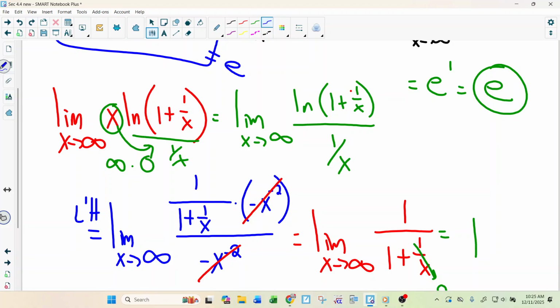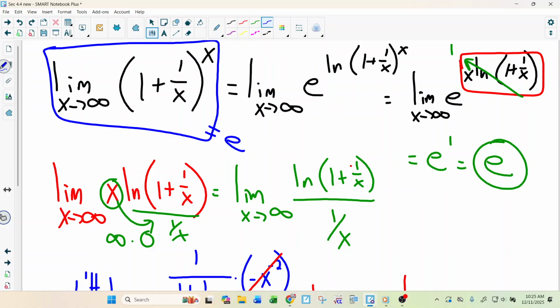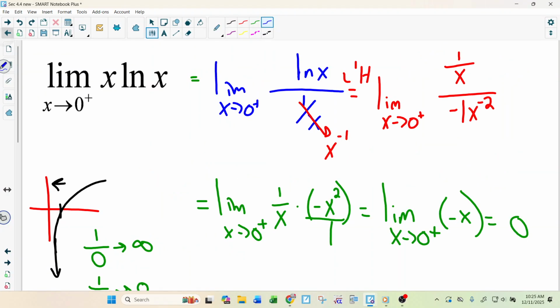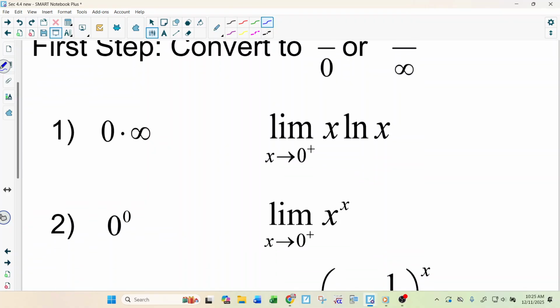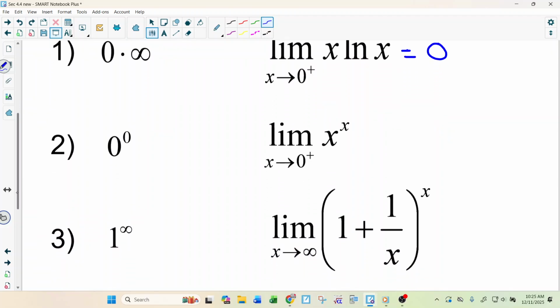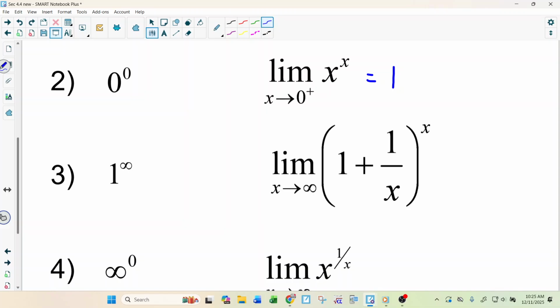Okay. All right. So we looked at 3 of these indeterminate forms. We looked at 0 times infinity. This one ended up being 0. We looked at 0 to the 0. When we did that, this ended up being 1. And then this last one, 1 to the infinity, this one ended up being e. Okay? So we're going to try one here.